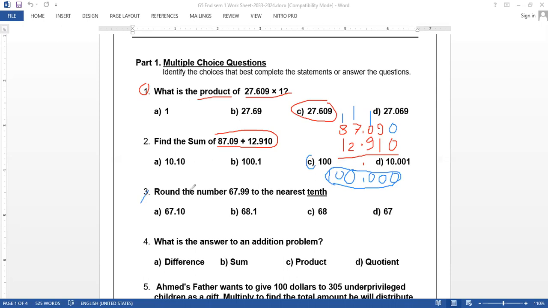Now question number 3, round the number 67.99 to the nearest tenth. You have to be careful. First, you have to identify the rounding digit, which is 9, because this is in the tenth place. Now I look at the digit on the right. If it's 5 or more, we round up. Because the digit on the right of the rounding digit is greater than 5, we need to add 1 to this digit. If you add 1 to this, it will become 10. So here we put 0 and we add 1 to the ones. So the answer will be 68.